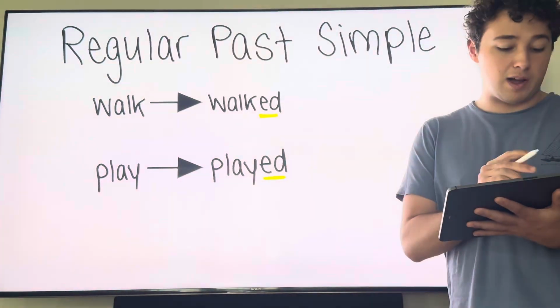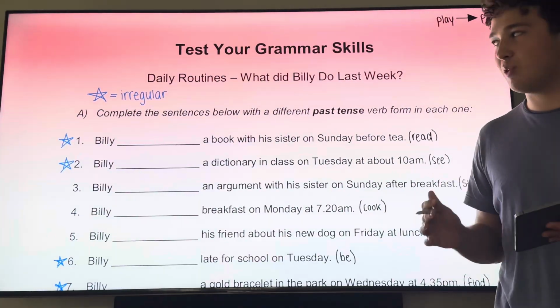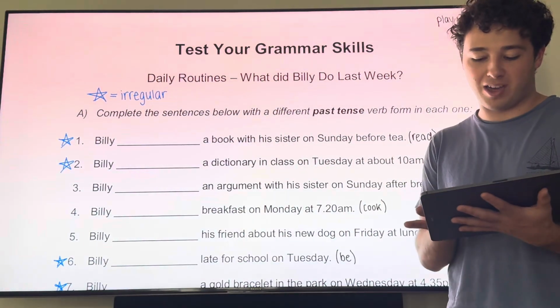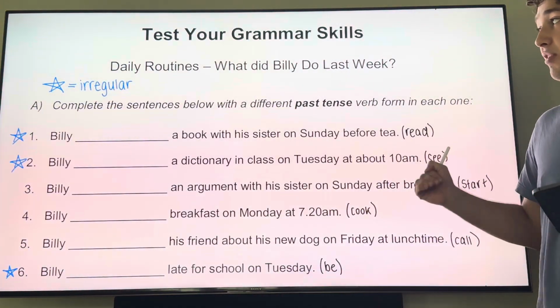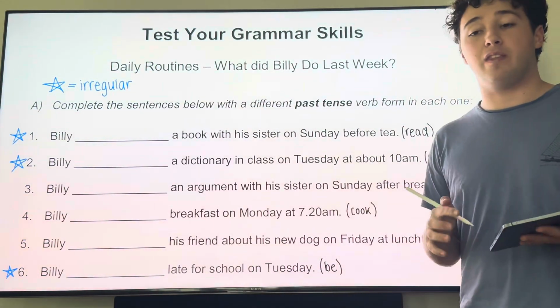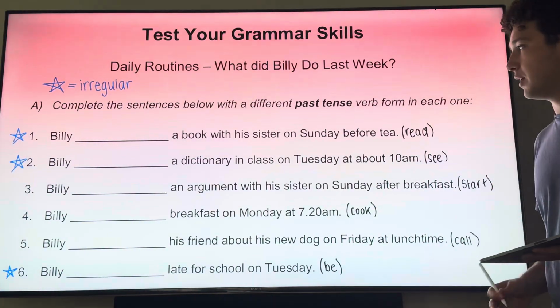Now, the irregular forms are a little bit different because they don't have a reason for why they are the way they are. So I suggest when you go through this, for the irregulars, use a dictionary online and look them up to start memorizing them. So let's just do a couple together.